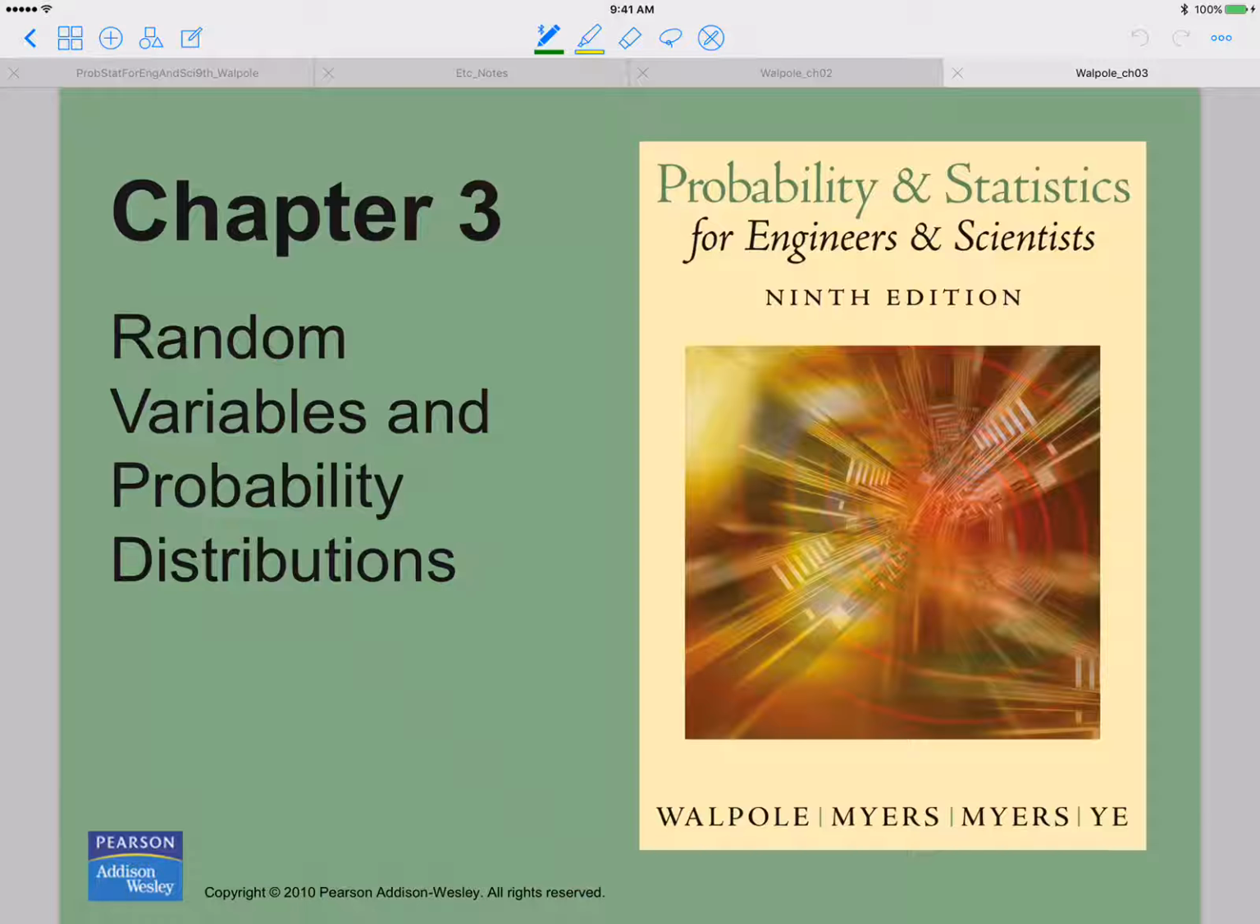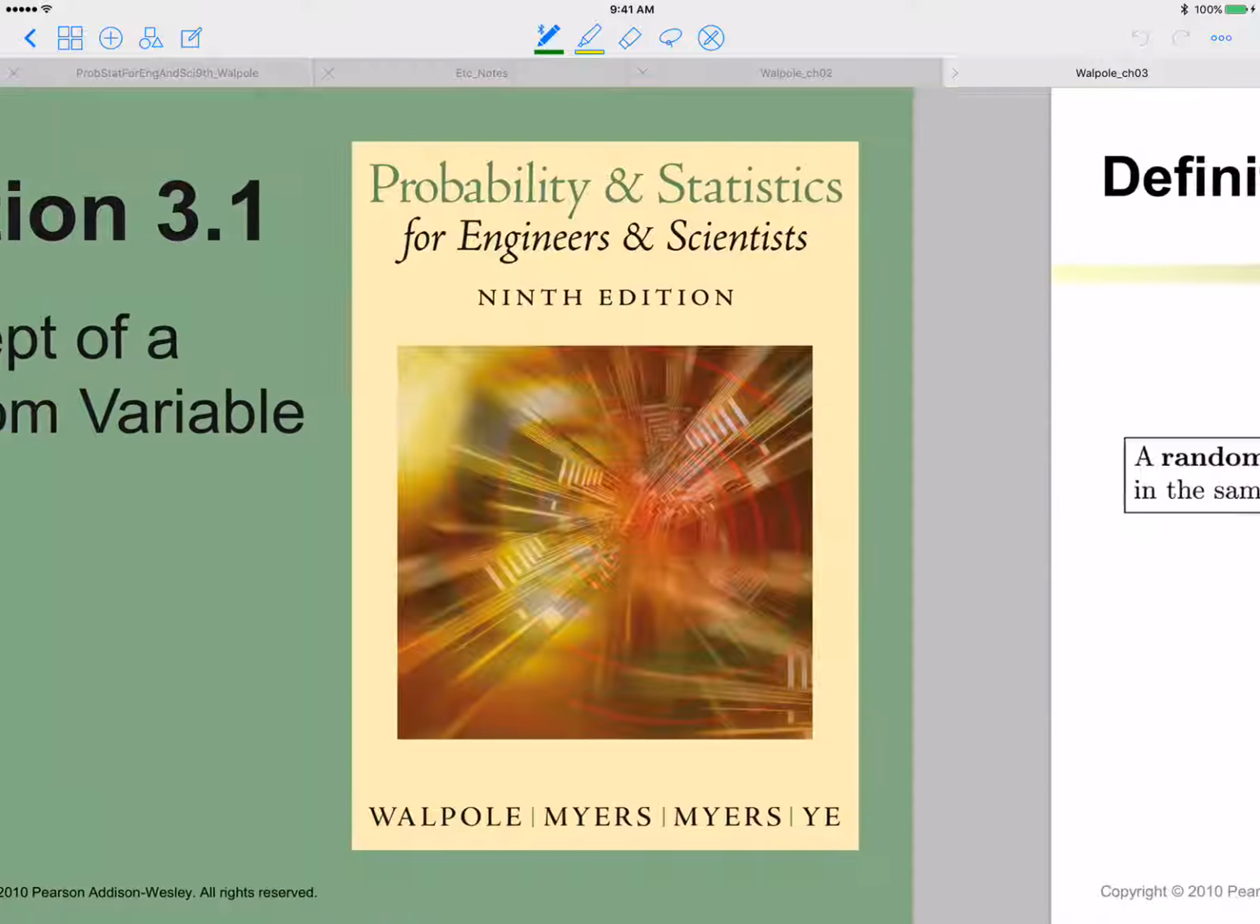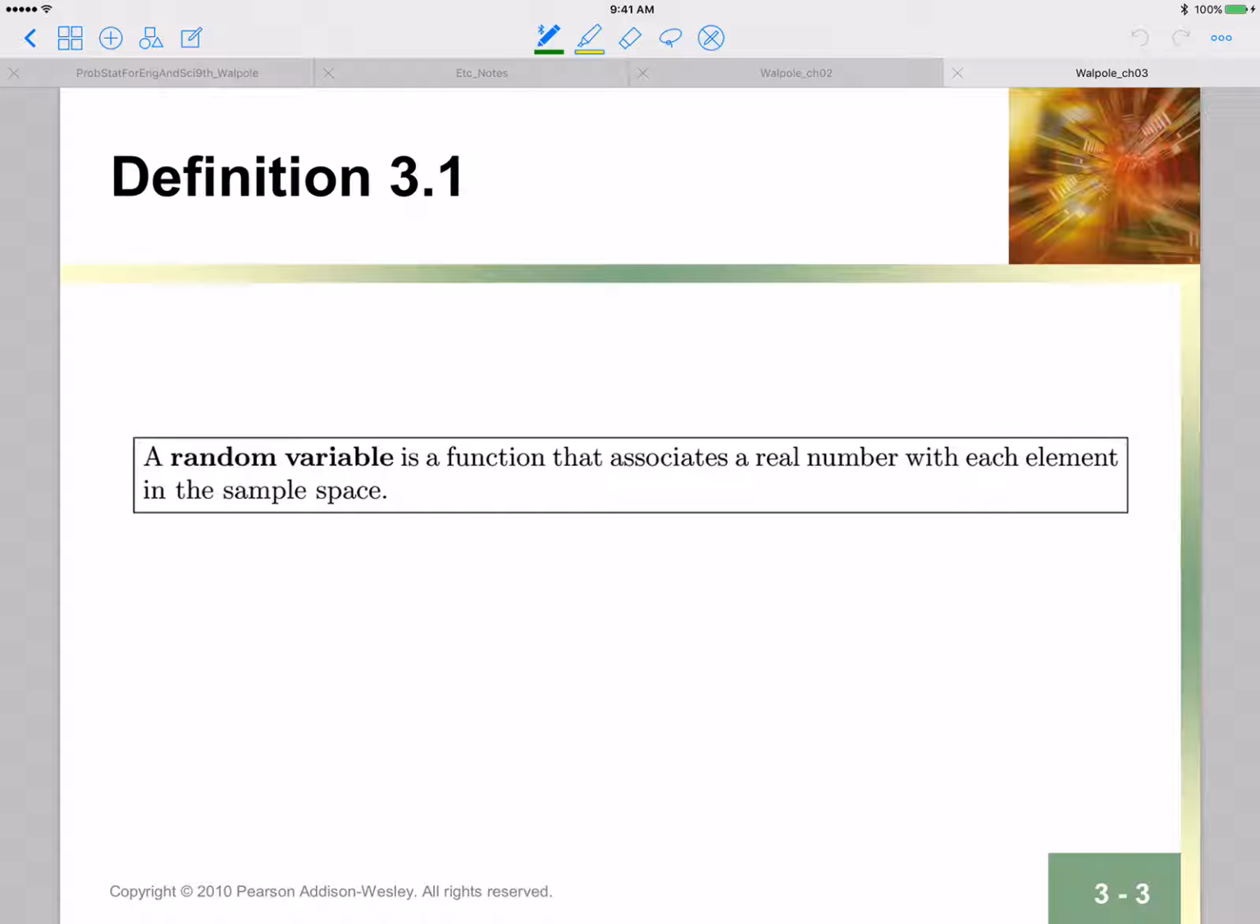Okay, so chapter 3 is about the random variable and probability distribution. Hopefully it gets more interesting. The first definition that we have to study is the random variable. A random variable is basically some function.